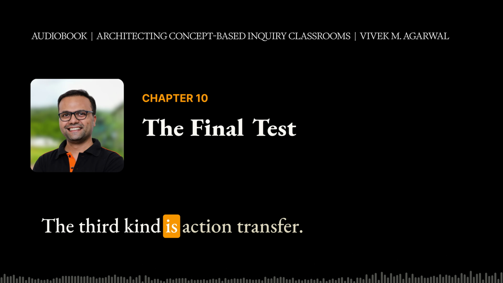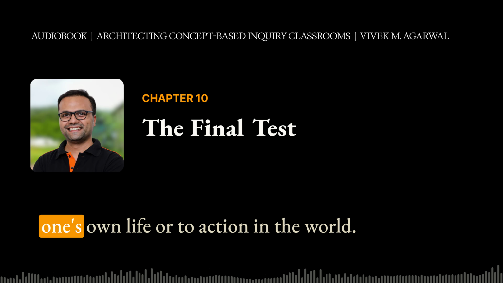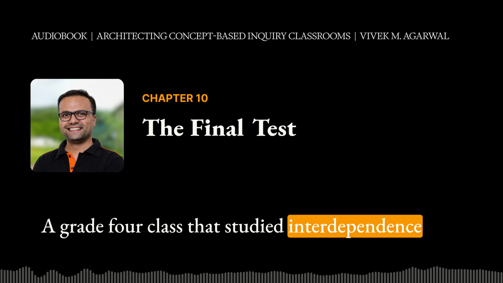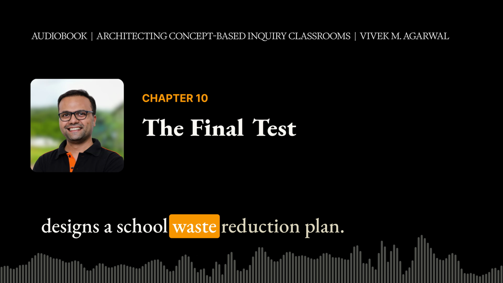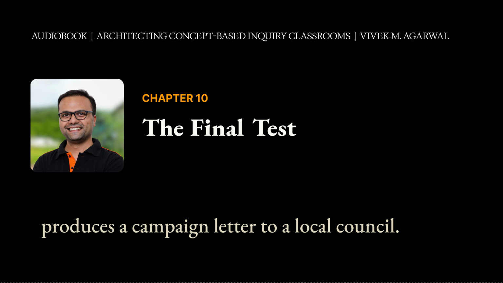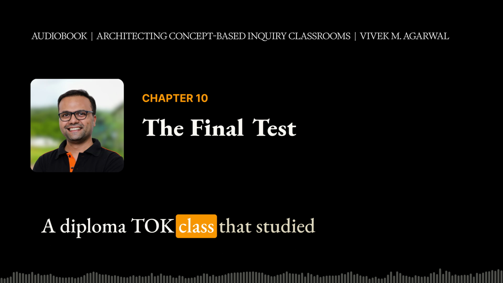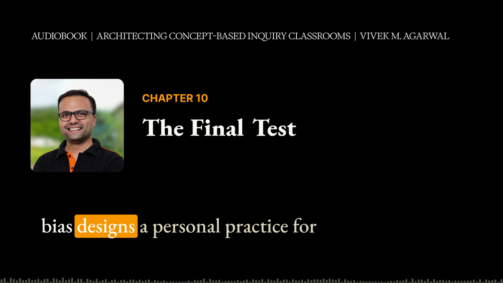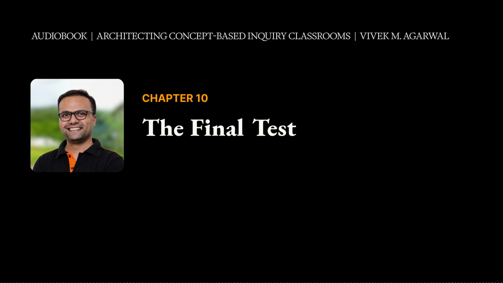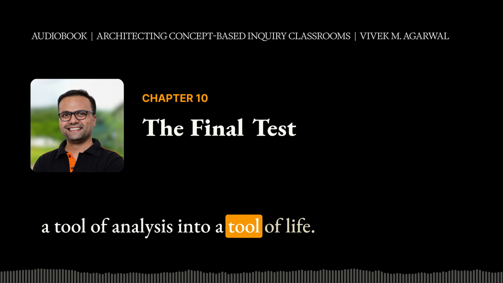The third kind is action transfer. Action transfer is applying the rule to one's own life or to action in the world. A grade 4 class that studied interdependence designs a school waste reduction plan. A grade 7 class that studied persuasive writing produces a campaign letter to a local council. A diploma talk class that studied bias designs a personal practice for recognizing bias in their own thinking. Action transfer turns the concept from a tool of analysis into a tool of life.